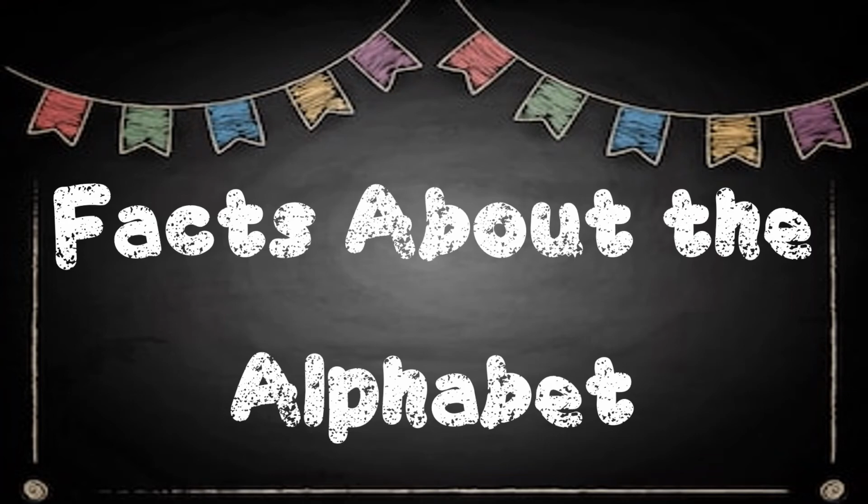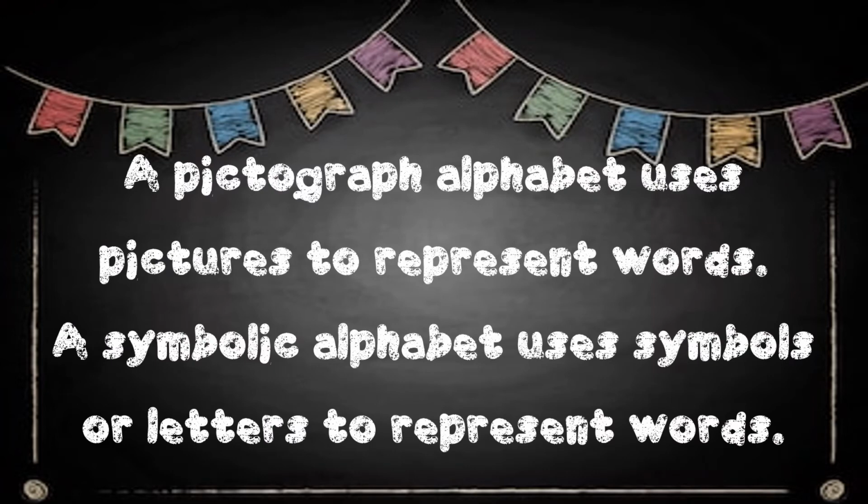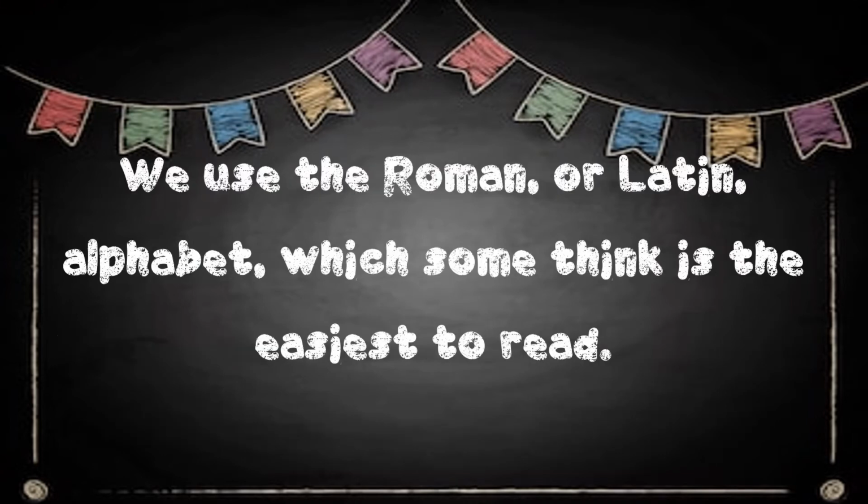Let's review some facts about the alphabet. An alphabet is a set of symbols that represent sounds in a language. A pictograph alphabet uses pictures to represent words. A symbolic alphabet uses symbols or letters to represent words. We use the Roman or Latin alphabet, which some think is the easiest to read.